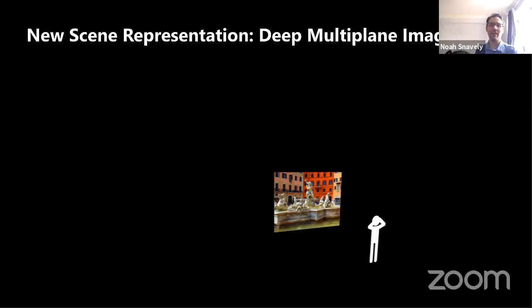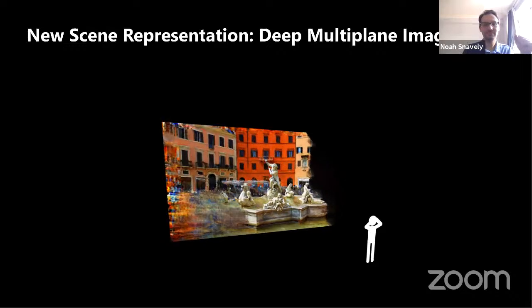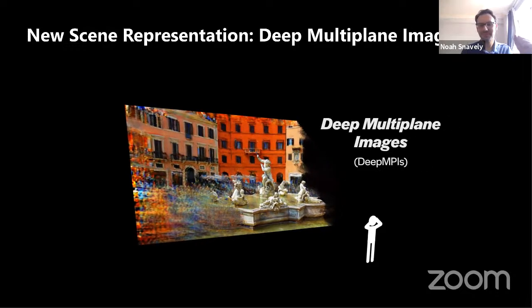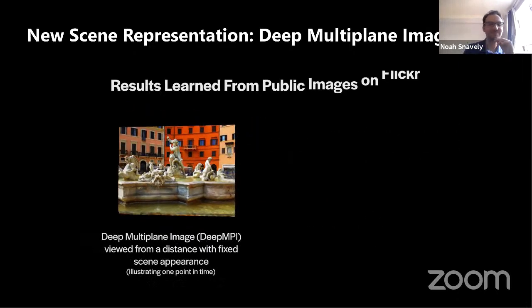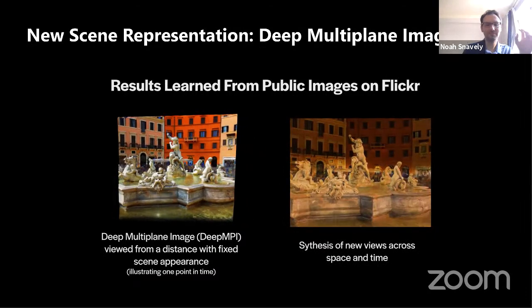To address these challenges, we introduce a new neural scene representation called deep multiplane images, or deep MPIs, which offer a way to represent viewpoint slices of the Plenoptic function that interpolate meaningfully between changes of appearance that happen over time.